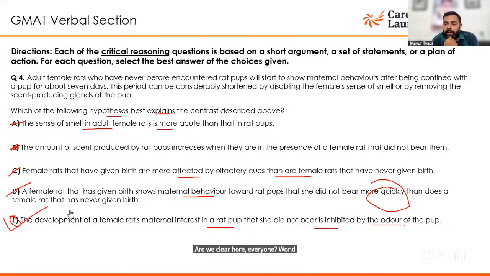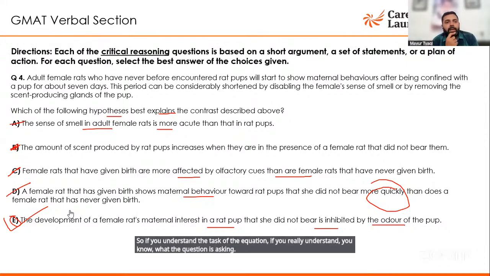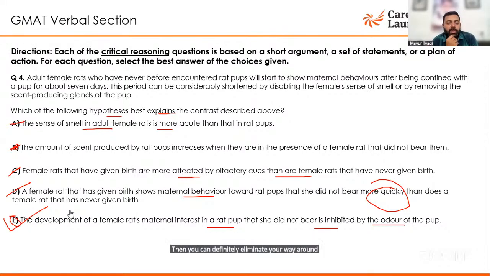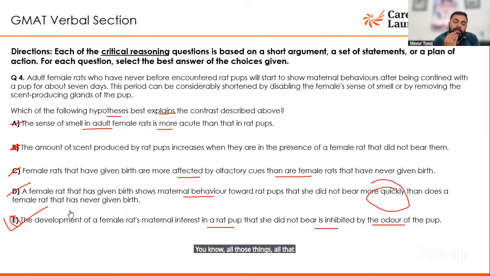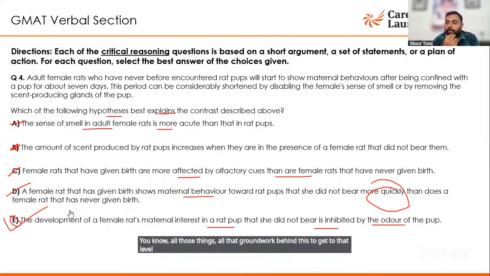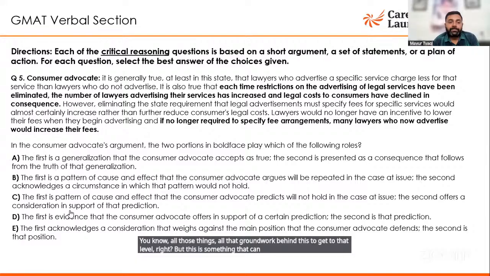Wonderful. Great. So if you really understand the task of the question, what the question is asking, then you can definitely eliminate your way around and get to the right one very, very quickly. Of course, it needs a lot of practice. Of course, it requires you to understand what types of arguments are there, all that groundwork behind this to get to that level, right? But this is something that can be done.